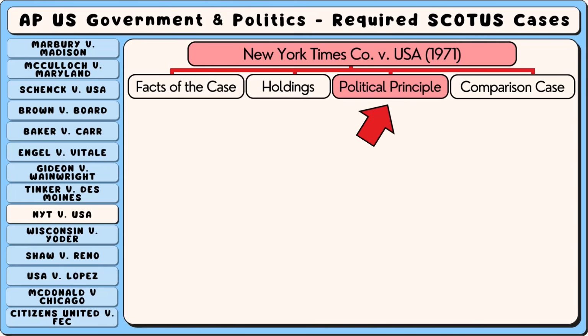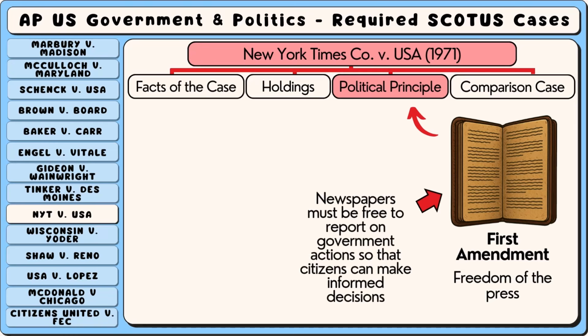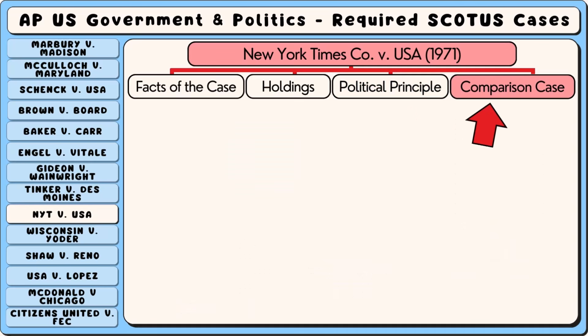Now let's look at the political principle behind this case. The central idea is freedom of the press, which is enshrined in the First Amendment. This principle means that newspapers must be free to report on government actions so that citizens can make informed decisions. New York Times versus United States strengthened this principle by placing strict limits on the government's power to block the press from publishing information.